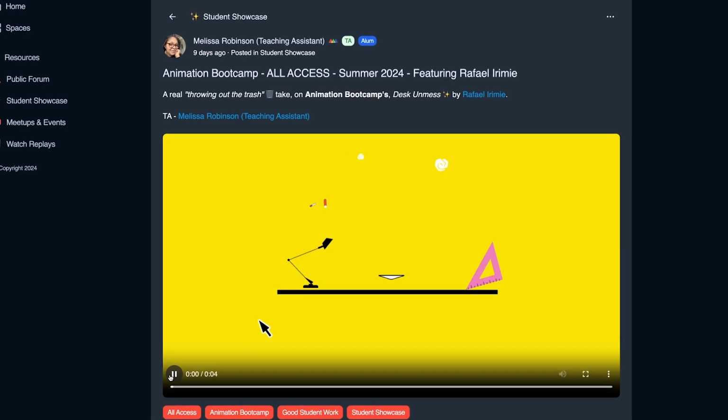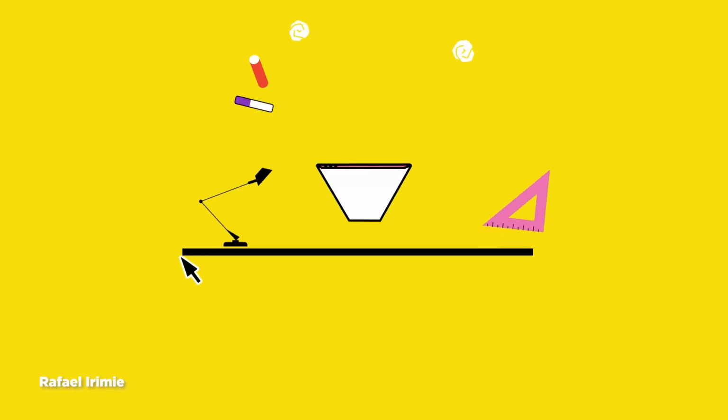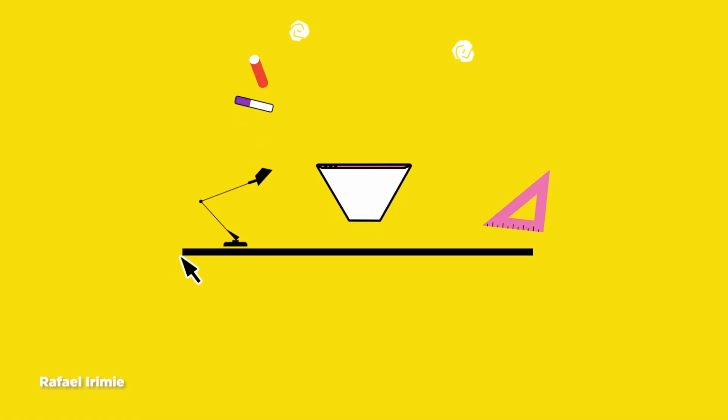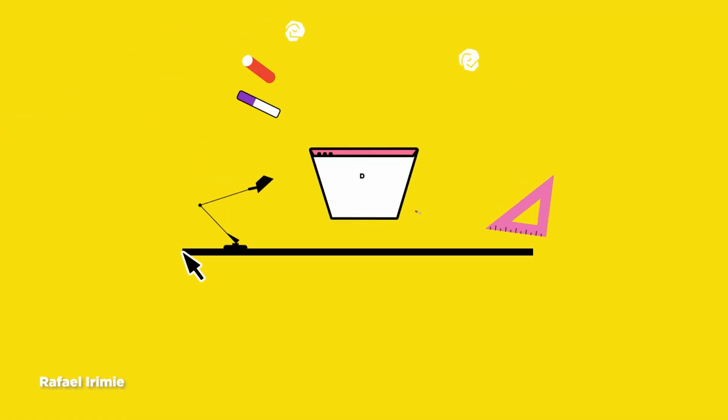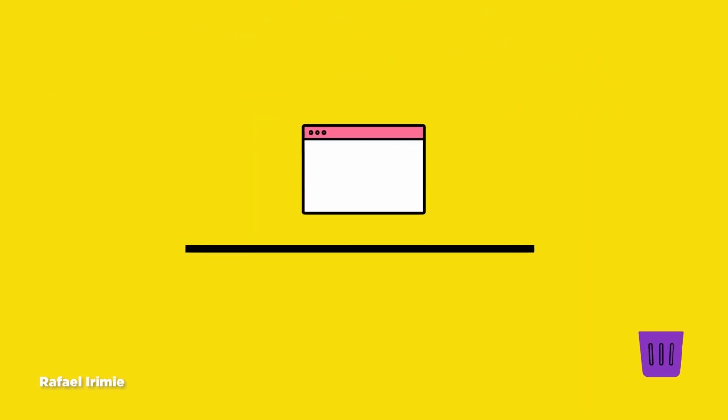Roll out the red carpet for our School Motion Students of the Week. First up, Raphael Irami. This all-access superstar is tearing it up in Animation Bootcamp, and his desk unmess exercise has us doing a happy dance. Here's the deal. Students tackle this exercise twice. Once at the start to benchmark their skills, and again later to show off their newfound animation superpowers. Raphael's already knocking it out of the park on his first attempt.